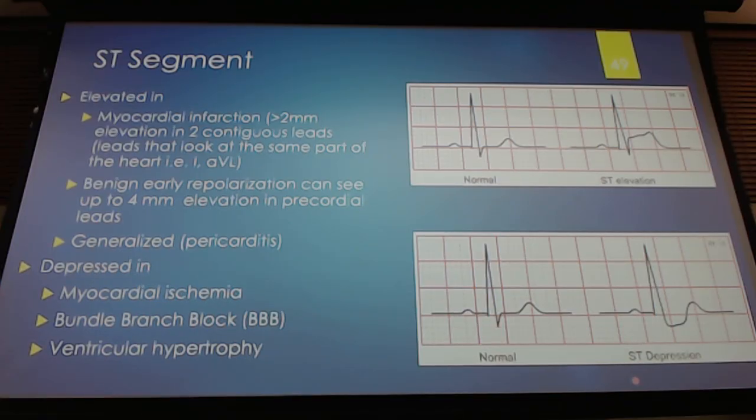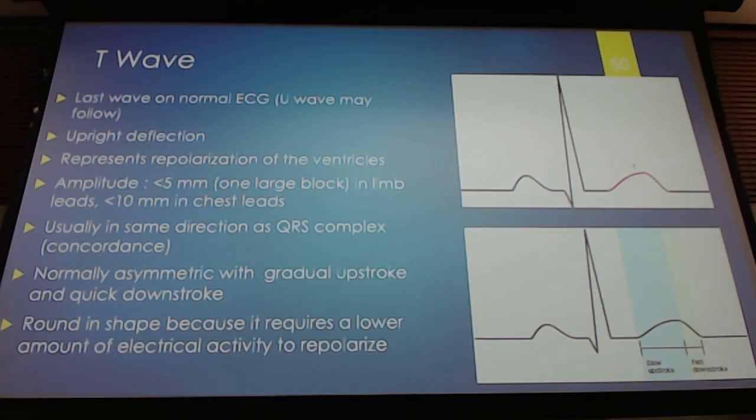Okay. If we see diffuse ST segment elevation, we think about something like pericarditis. We're seeing a whole bunch of leads. We can see depression of that, so it's going to go down below baseline. That's usually ischemia. So we have decrease in oxygenation, decrease in blood supply to a certain area. We can also see a bundle branch block, which we'll talk about how to recognize, and then ventricular hypertrophy. We'll talk about how to recognize that.